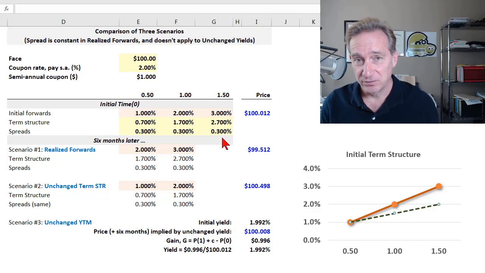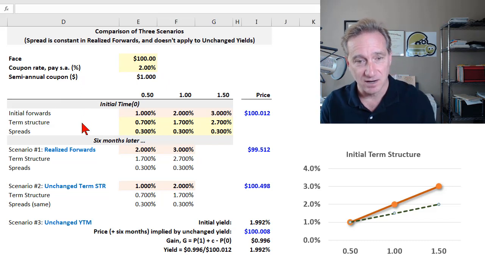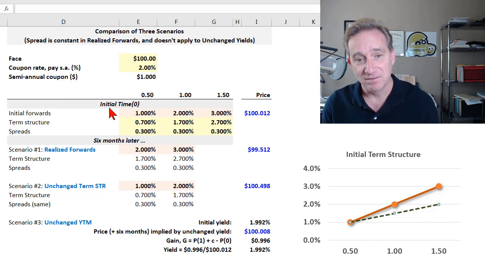I'm not exactly using Bruce Tuckman's values here because I wanted to focus on the idea and keep the numbers as simple as possible. So my bond has a coupon rate of 2%. That means it pays a $1 coupon every 6 months. And then here in the top part of this panel, I have the term structure at the initial time zero. So that's today. And you can see this bond has 1.5 years or 18 months to maturity.